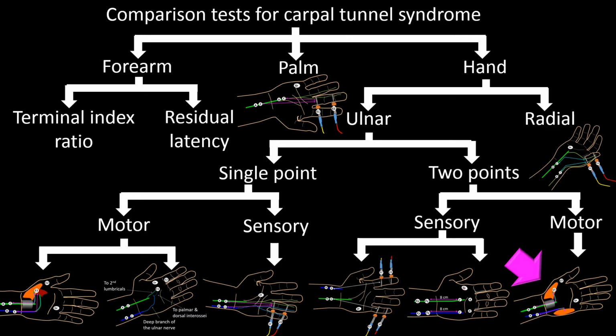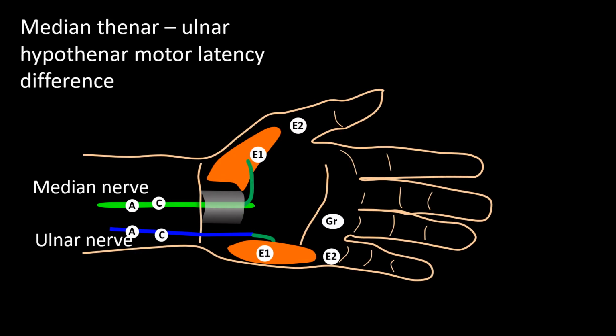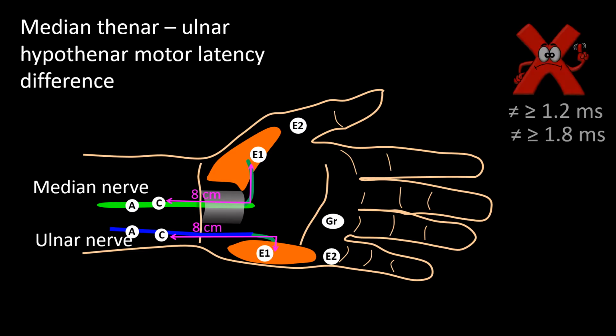I will now enlarge the view to give you a few details about this test. In this enlarged figure, you can see the site of stimulation and recordings for this test. The distance between stimulating and recording electrodes, as you can see, should be the same, preferably 8 centimeters. A difference of more than 1.8 milliseconds is definitely abnormal. A difference of more than 1.2 milliseconds is probably abnormal in this test.